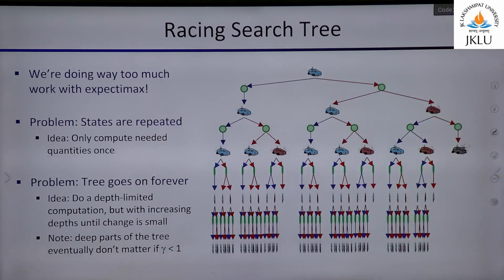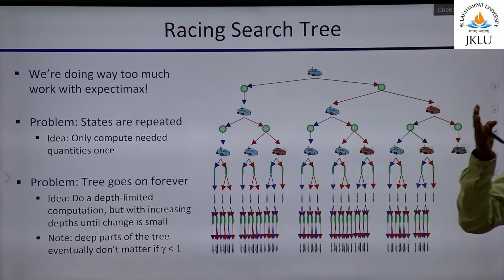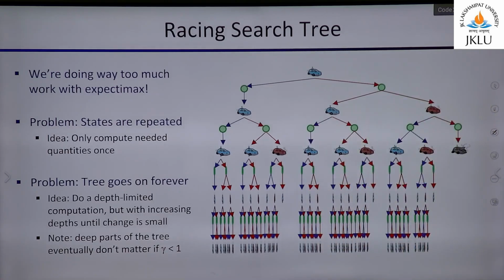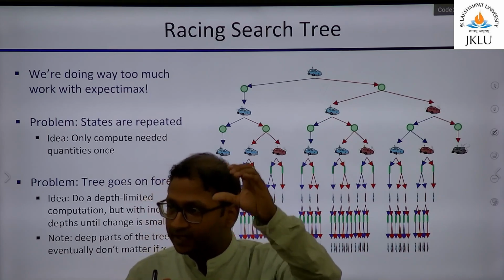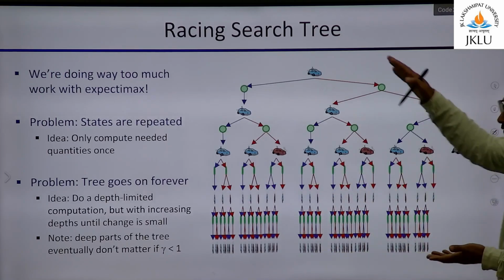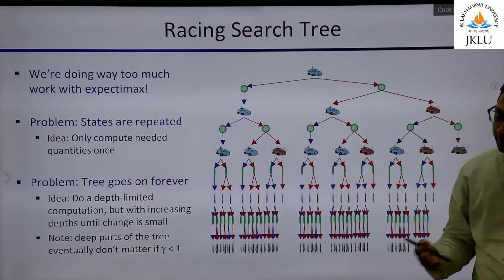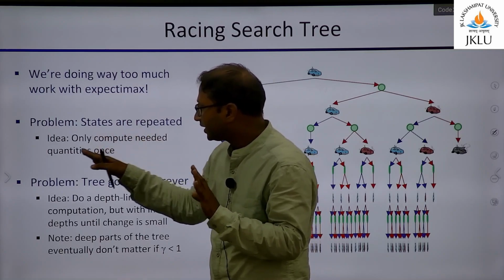So it says we are doing way too much work with expectmax. Problem is that the states are repeated. If they were different, then it's okay, because then in that case you need to do that much work. But if things are repeated, remember those things when we were talking about during search days as well. You can have a very small number of states, but you can still have infinite search tree, right? So you have a very small number of states, but you have an infinite search tree because everything is repeated. So only compute the needed quantities once.